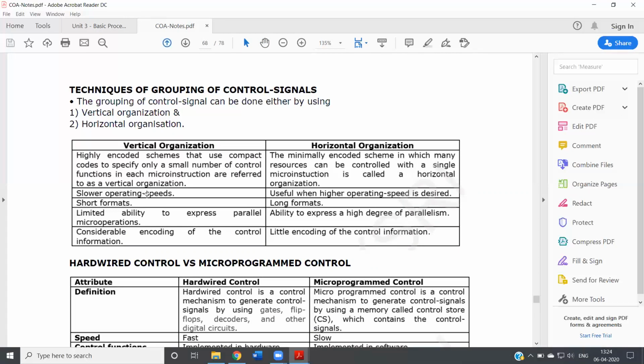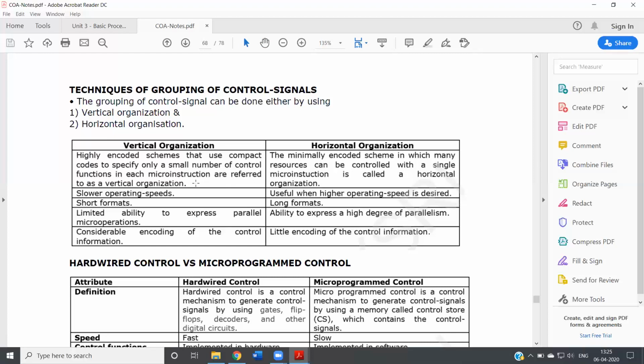Vertical organization has a slower operating speed, whereas horizontal is used when a higher operating speed is required. Vertical has short formats, whereas horizontal has long formats. Vertical has limited ability to express parallel micro operations, whereas horizontal has the ability to express a high degree of parallelism. Vertical organization has considerable encoding of the control information, whereas horizontal organization has little encoding of the control information.